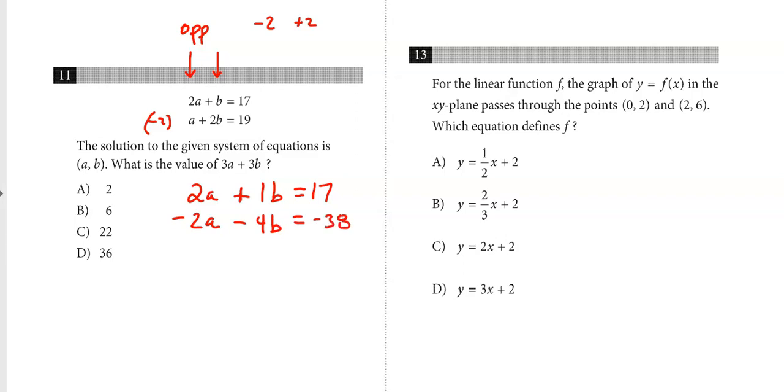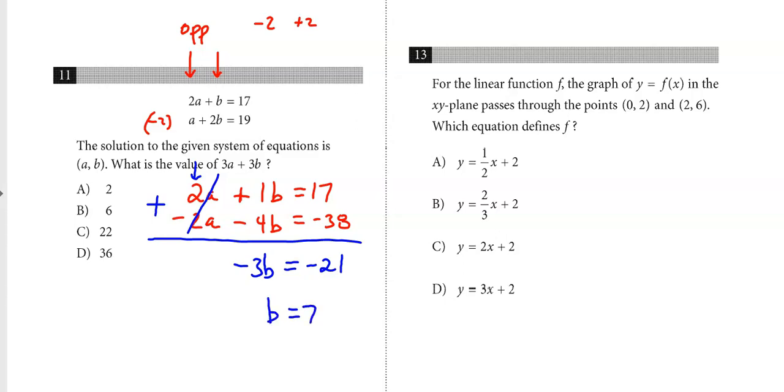And once I get my opposites, you know, I have opposite coefficients for my A's, I'm going to combine the rows and they're going to disappear. I eliminate. So now I have -3b equals -21. Divide, and I find out b equals 7.